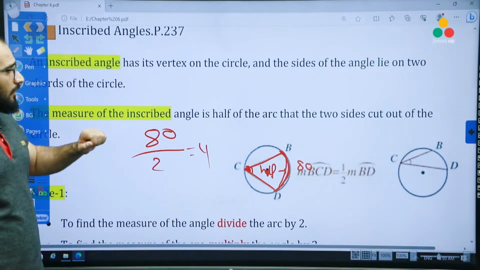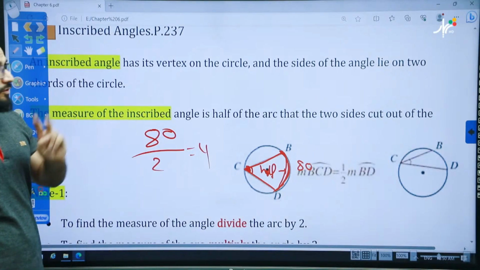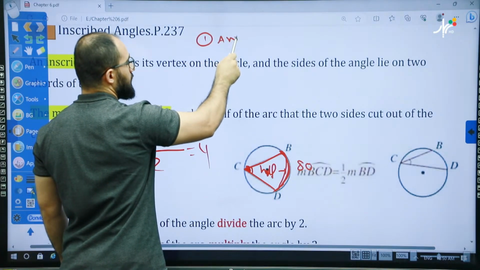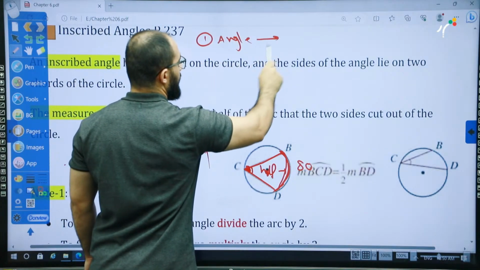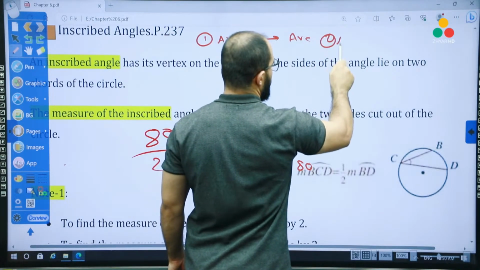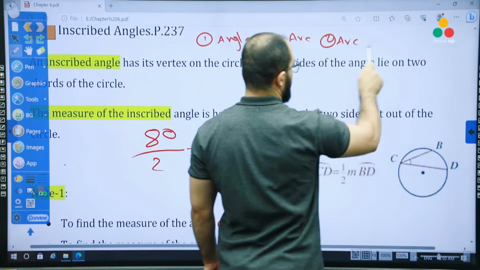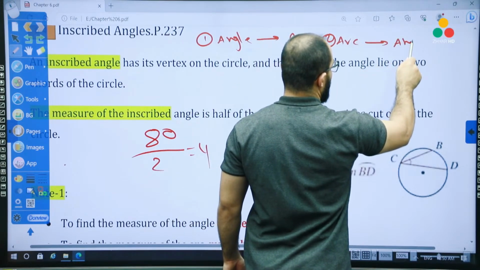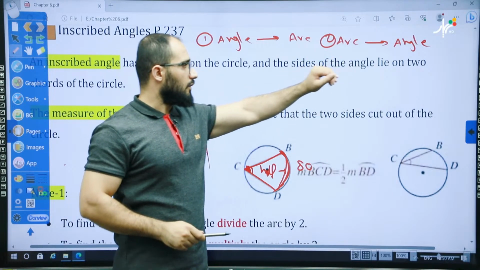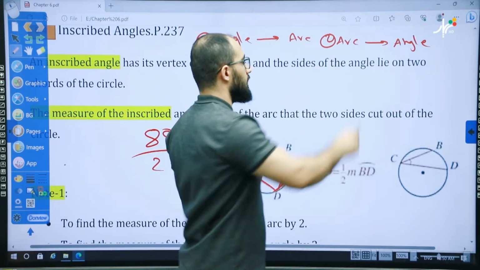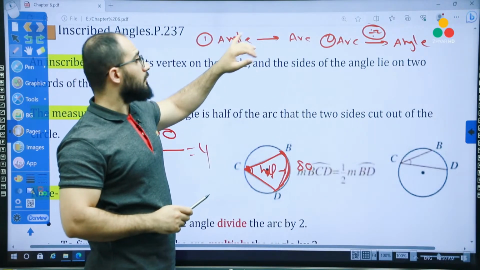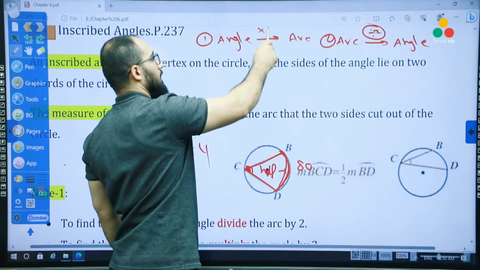Okay, in this section about the inscribed angle, we have two types of question. The first one, you have the angle measure, you must find the arc. The second type, you have the arc measure, you have to find the angle. It's quite easy. If the arc is given and you want to find the angle, you divide it by 2. If the angle is given and you want to find the arc, you multiply by 2.